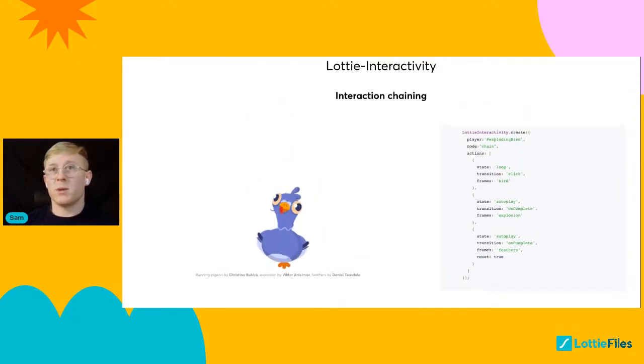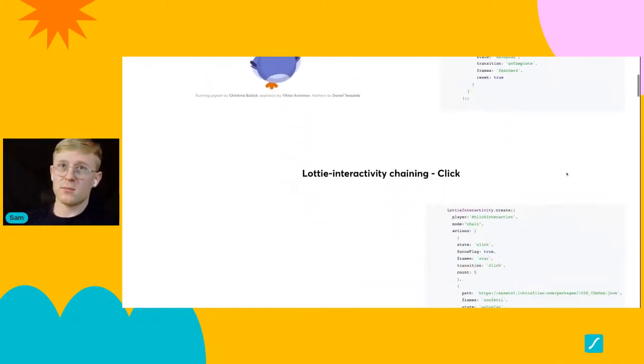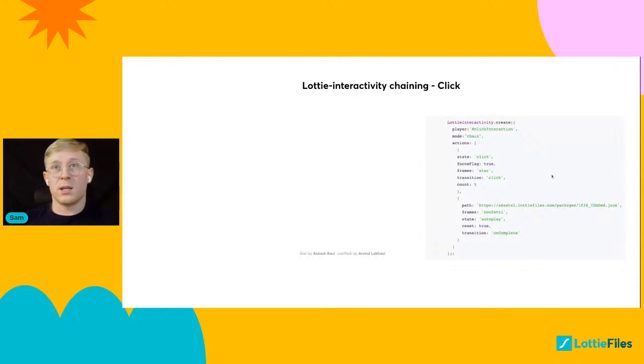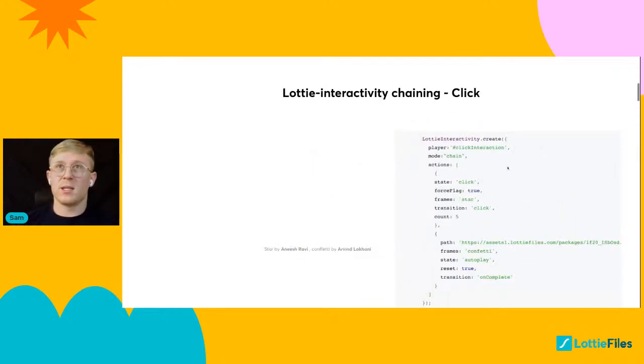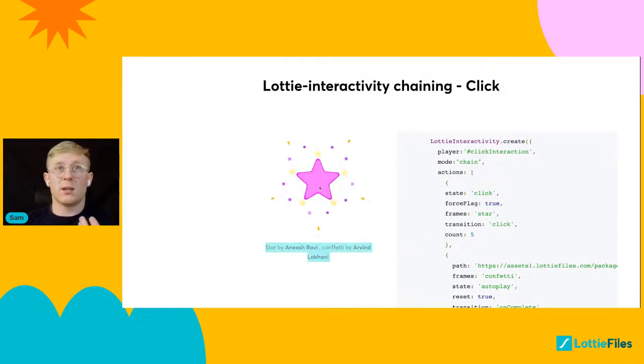So I talked about the different transitions and new interactions. So let me just show you those now. So here with the click transition, you can also define a count property. And this means you have to click 5 times before going to the next action in your interactive scenario. So if we click 5 times on the star, we then get the confetti. And I've also defined here a false flag property. And this means as soon as you click, the animation will play from the start rather than waiting for the segment to finish playing.